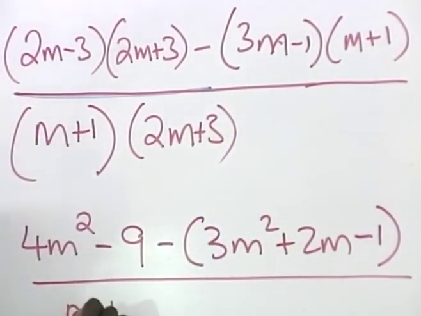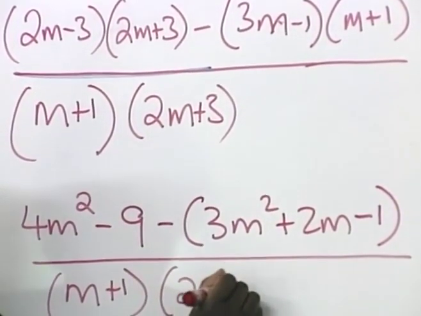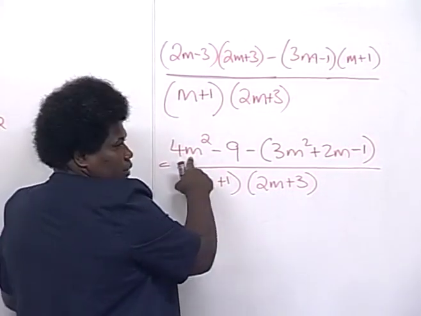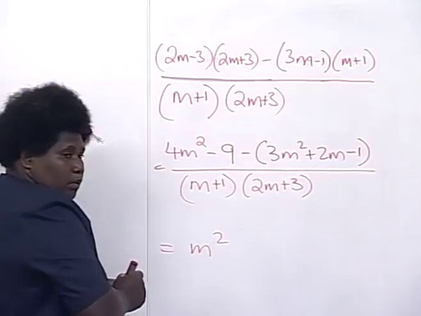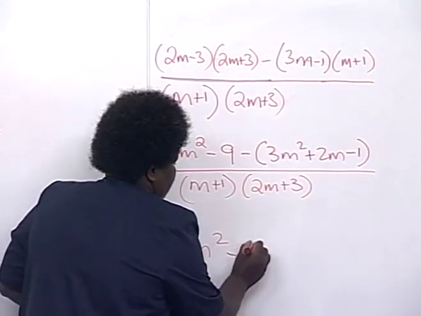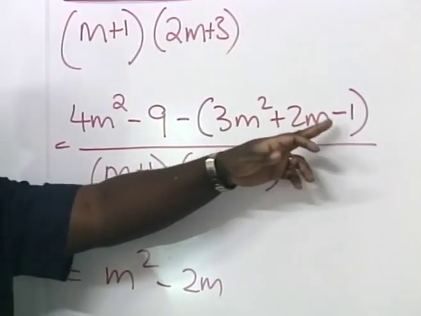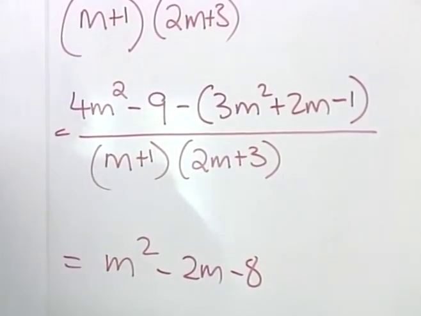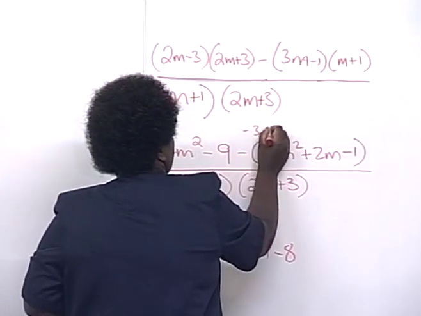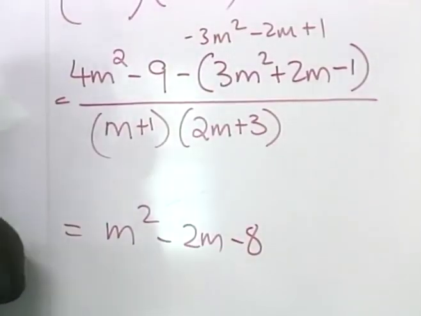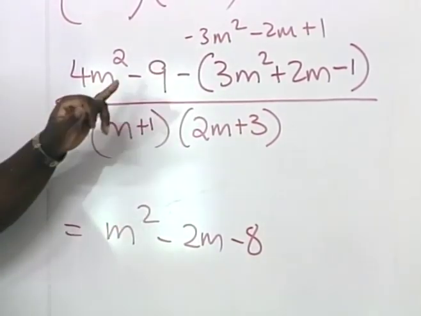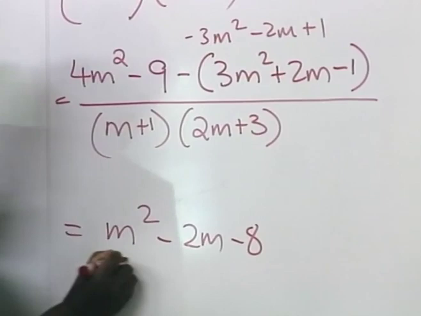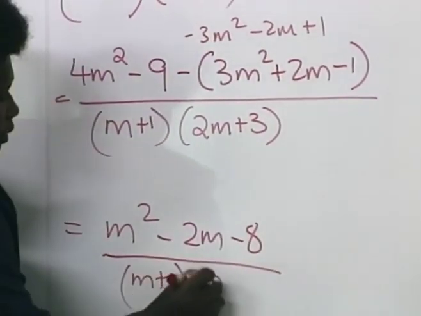Over m plus 1 times 2m plus 3. Okay, 4m squared minus 3m squared will give me 1m squared. This will also change to minus, so minus 2m, and then minus 8 plus 1 will give negative 8. Okay, so 4m squared minus 3m squared is m squared, minus 2m here. And then minus 9 plus 1 will give negative 8, so over m plus 1 times 2m plus 3.